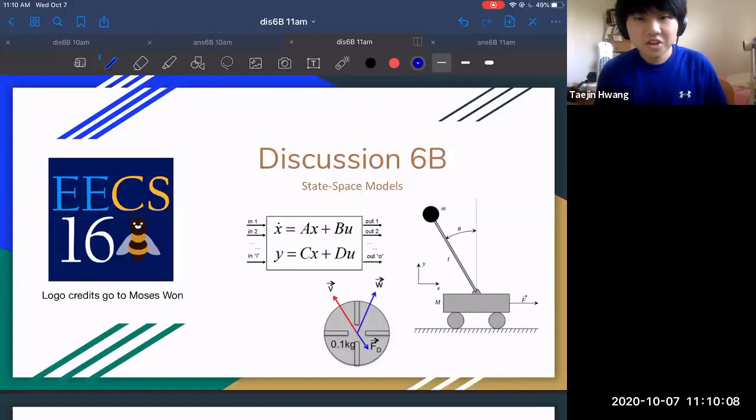All right, let's get started. So the main focus of today is going to be on Tuesday's lecture, which was on state space models.